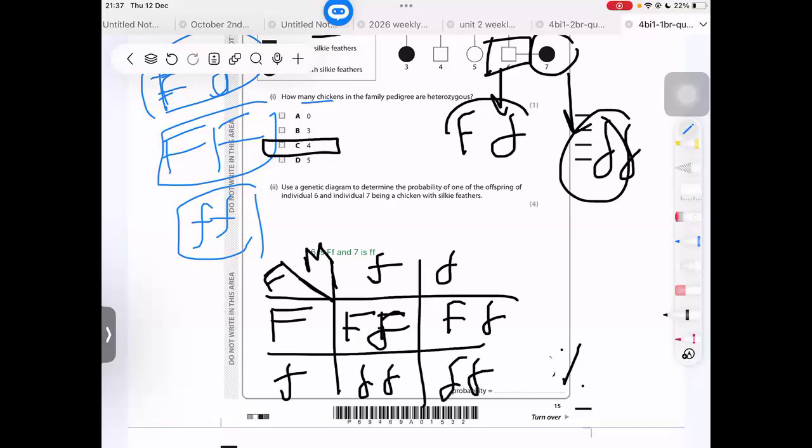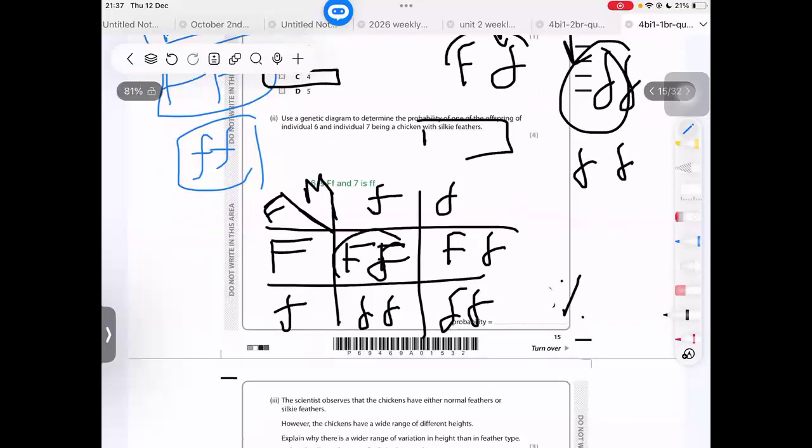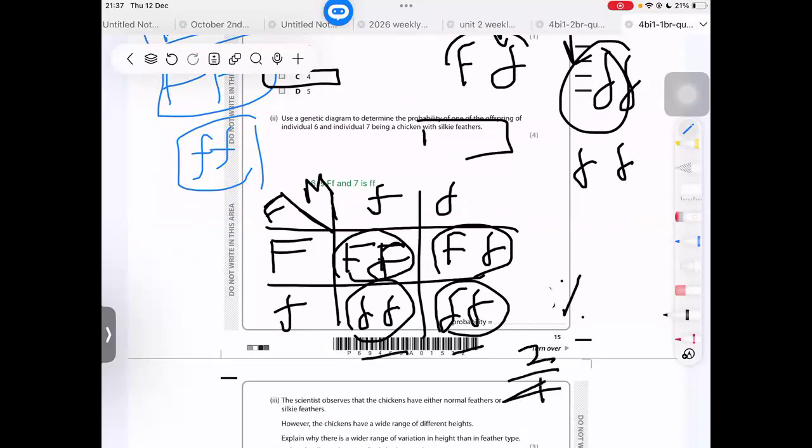They are asking, what is the probability of having a chicken with silky feathers? To have a chicken with silky feathers, they should have simple f, simple f. Out of the 4 possible answers that we are getting, how many genotypes have silky feathers? 2 genotypes. So 2 out of 4 possible values give silky feathers. You can convert it into a percentage. The probability is half, or 50%, or you can write 0.5.